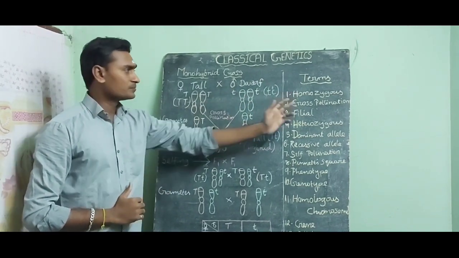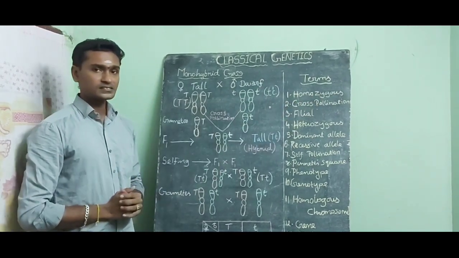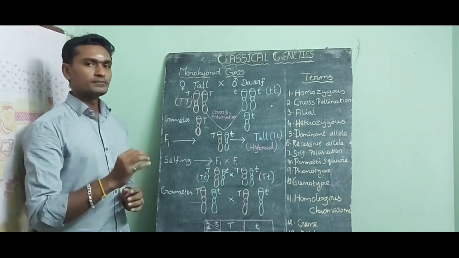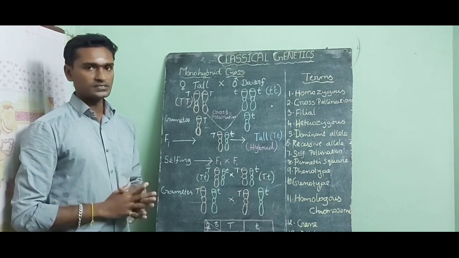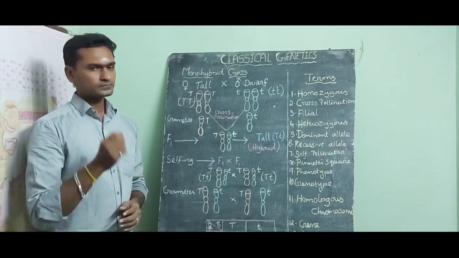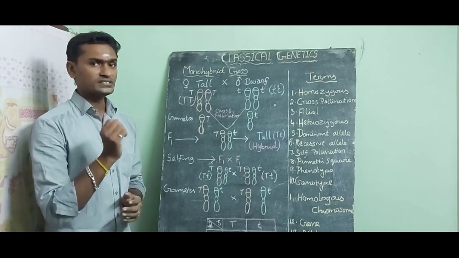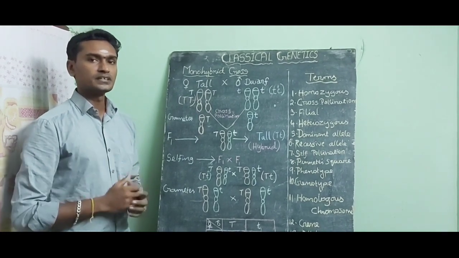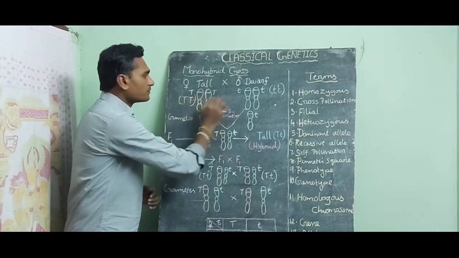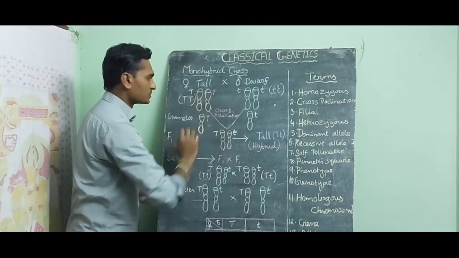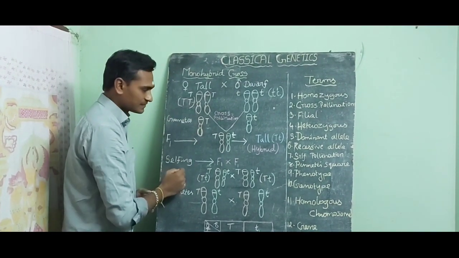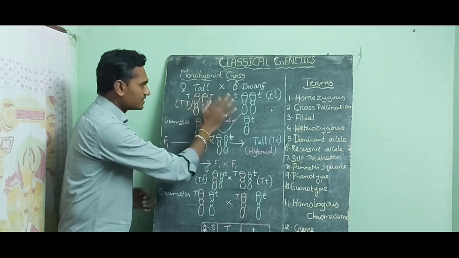The next term, cross-pollination. It means the breeding between two different individuals that results in young ones that carry the genetic material of each parent.